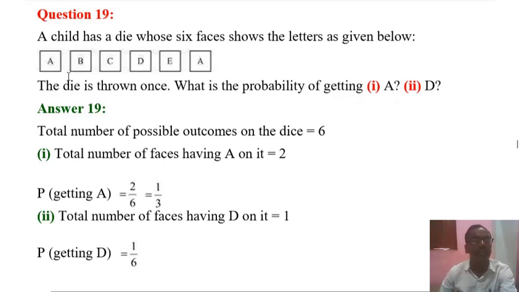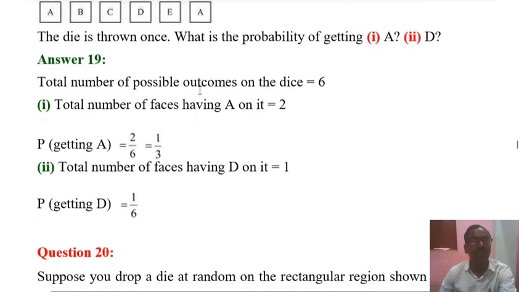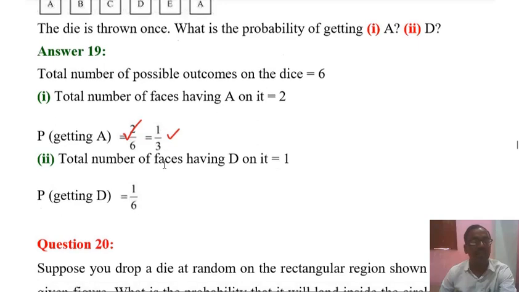So here the number of A is 2, therefore the number of favorable outcomes will be 2 and possible outcomes will be 6. So here it will be 2 by 6. After cancelling out the common factor, we get 1 by 3. So the answer of the first part of question number 19 is 1 by 3.